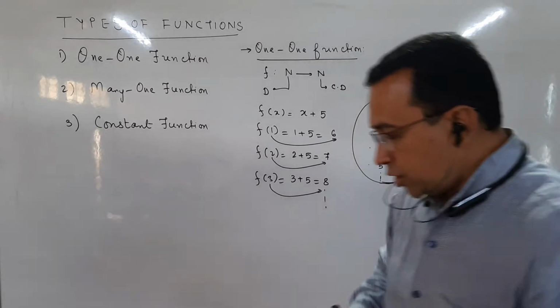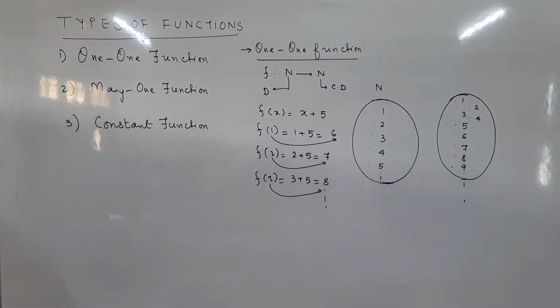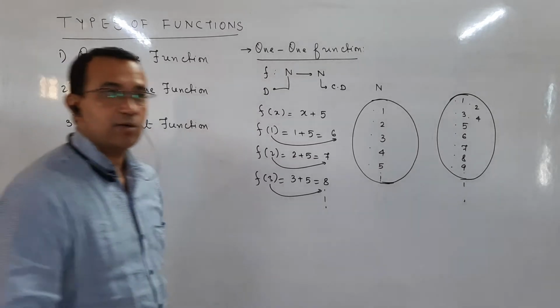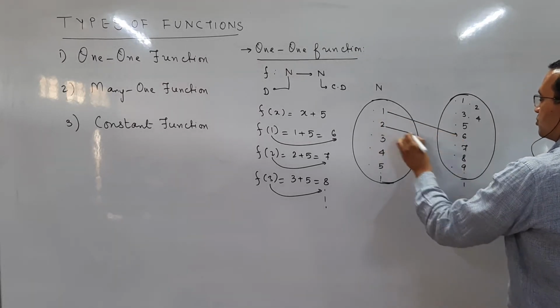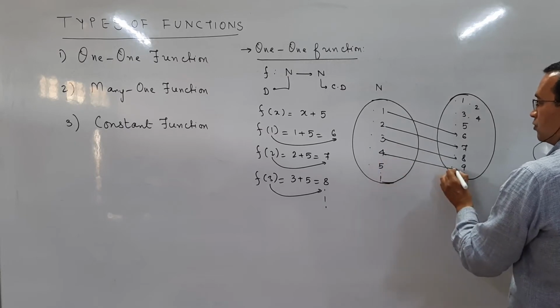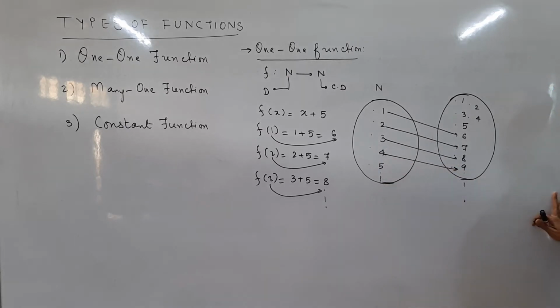Codomain. Recall the definitions of domain and codomain. What is domain? The set of elements for which images are obtained is called domain. What is codomain? A set consisting of all the images and more elements is called codomain. And what is range? The set of images of elements of domain is called range. So 1 is associated with 6, 2 with 7, 3 with 8, 4 with 9, and onwards.